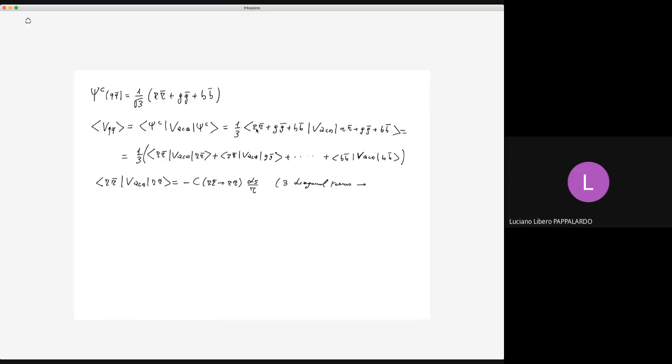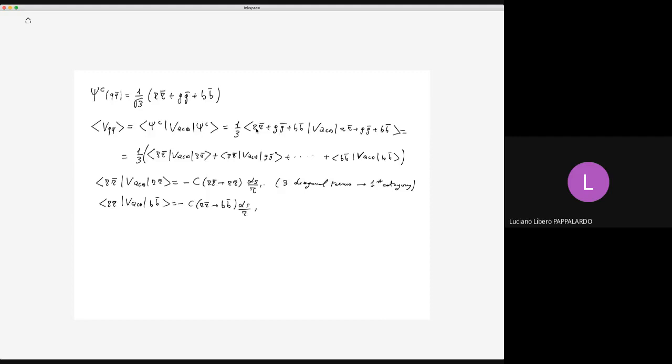Which corresponds to the first category for what concerns the color factor, as we studied yesterday. Okay, then we have also the mixed case. So for instance, red anti-red, VQCD, blue anti-blue. This is minus C, red anti-red into blue anti-blue, alpha S divided by R, etc.